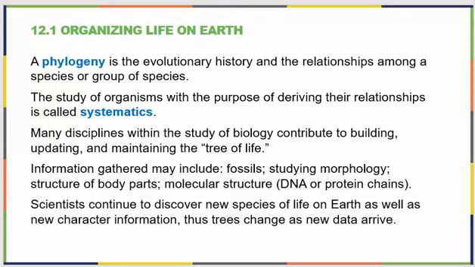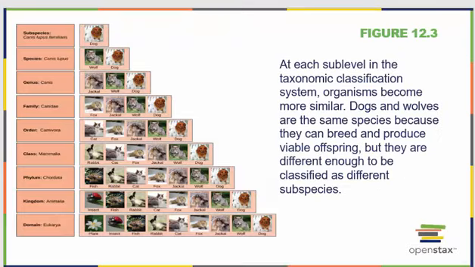Information given to those working in systematics includes fossils, different studies on morphology, or what you look like, or anatomy, which is the kind of perfect structure of your body parts, and even your molecular information, your DNA or your protein chains. We're continuously finding new species on Earth and actually new information about older species when we find new ways to study things. Taxonomy is the scientific process of naming and grouping species.